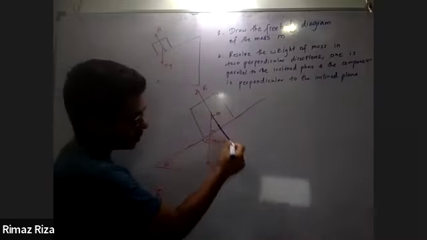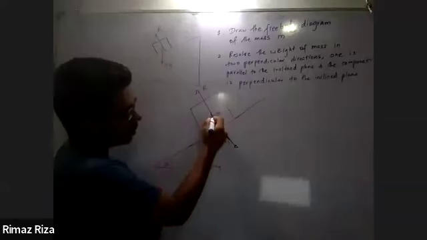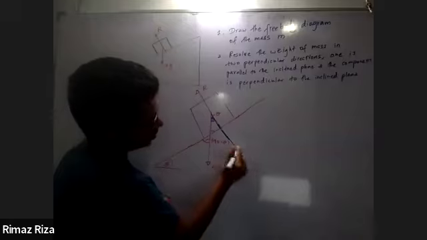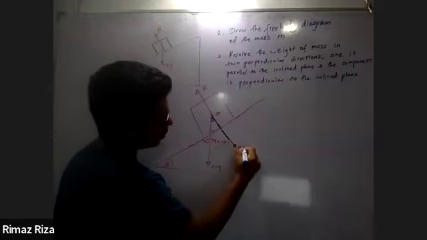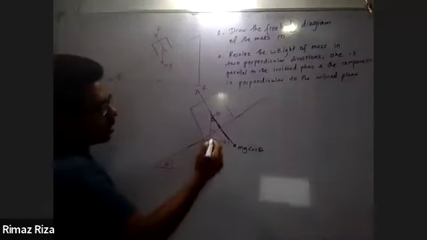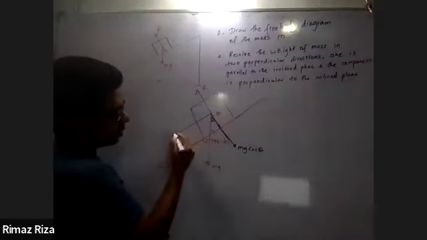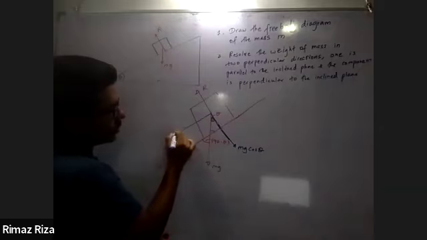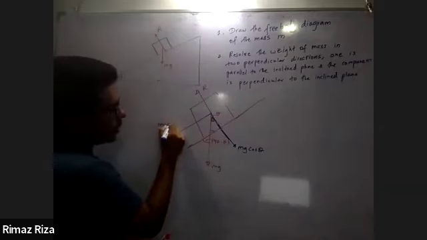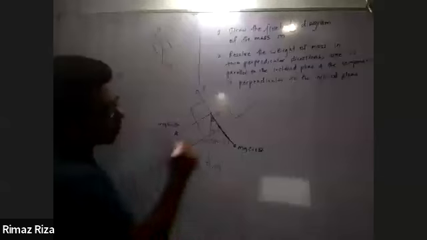One is in this direction. So this angle is theta. So therefore this component will be mg cos theta, and the other component will be in this direction, so that it will be mg sin theta. Okay.